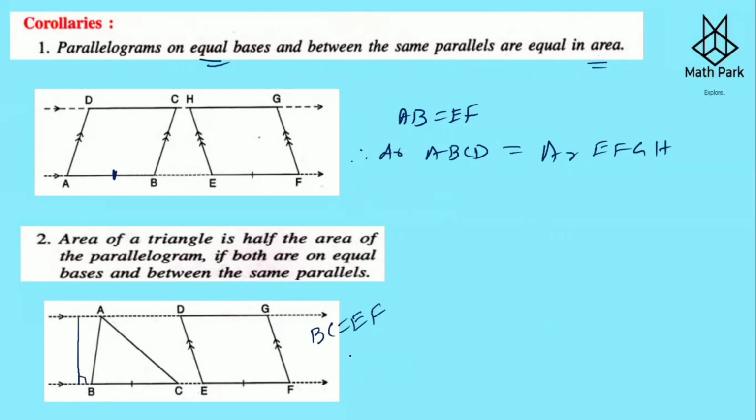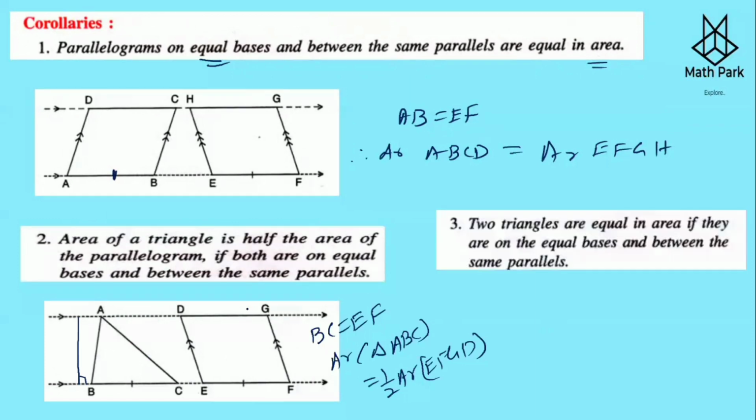So therefore, the area of triangle ABC is going to be half the area of parallelogram EFGD. That is, if the triangle and parallelogram are on equal bases and between the same parallels, then the area of the triangle is half the area of the parallelogram. Got that? The third corollary: two triangles are equal in area if they are on equal bases and between the same parallels.